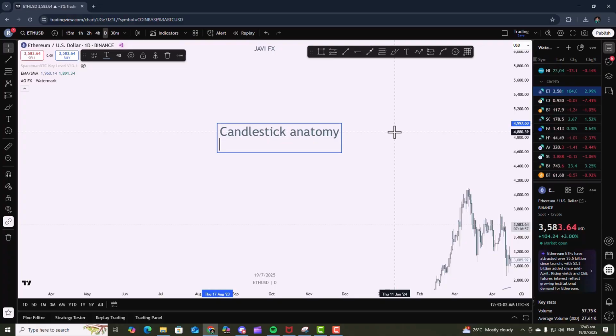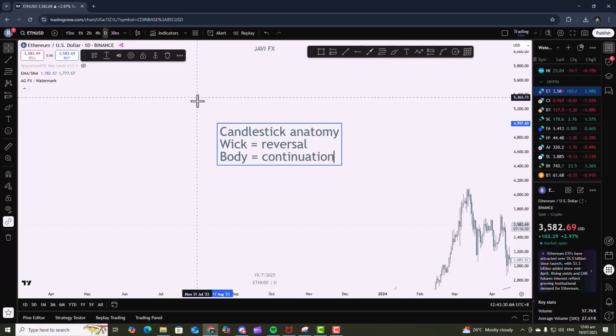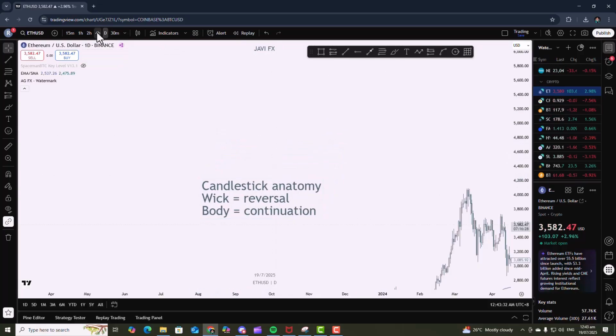That's fine. What if I told you, just by looking at the wick alone, you'll be able to tell that there is a reversal coming? Pretty wild. And inversely, with just the body of a candle, you'll be able to tell about continuation. Right? Let's get right into it.